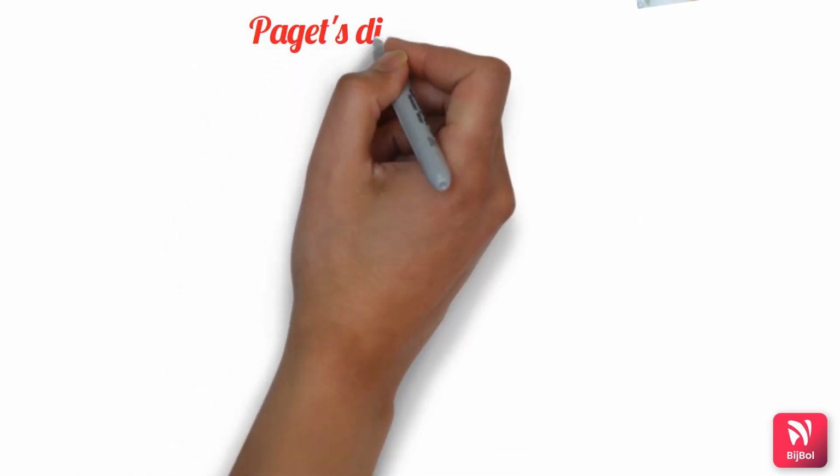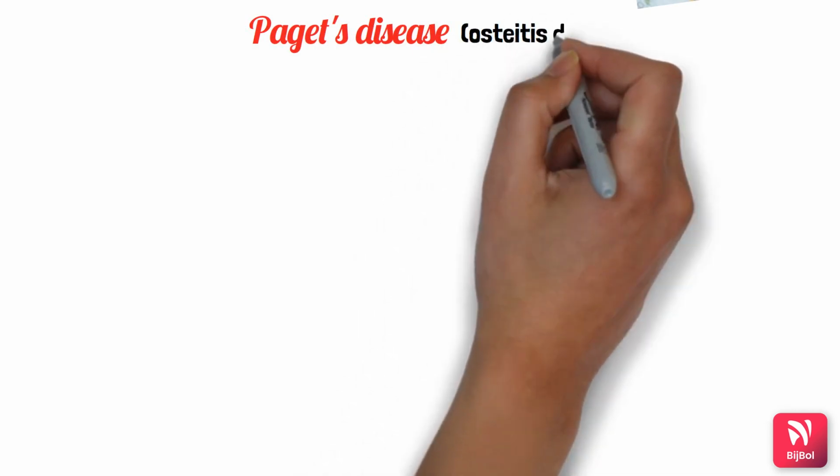Paget's disease is also called osteitis deformans. Actually, this was named after a British surgeon, Sir James Paget, in 1877, who described this osteitis deformans.